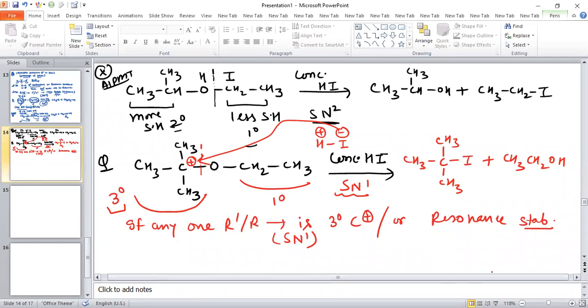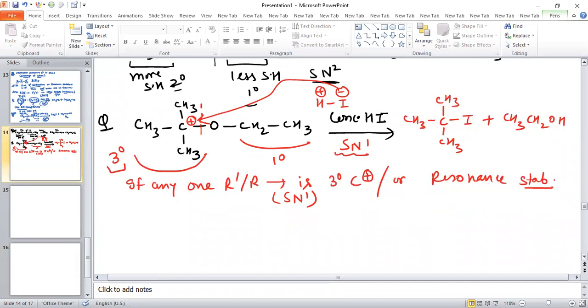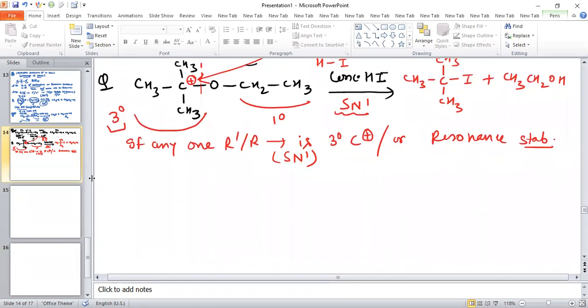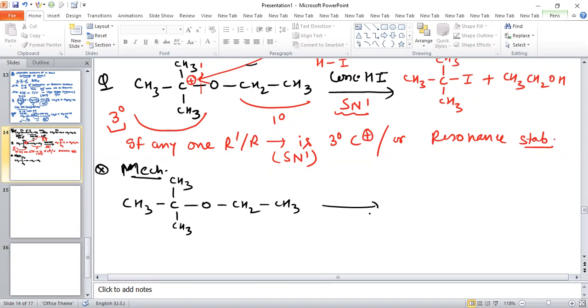You can also do this question by mechanism. See, so I am also telling you the mechanism of this reaction. What is basically the mechanism of this reaction? See, the compound given is CH3C, CH3, CH3 and O and CH2 and CH3. There is HI. So in the first step, H plus will attack.